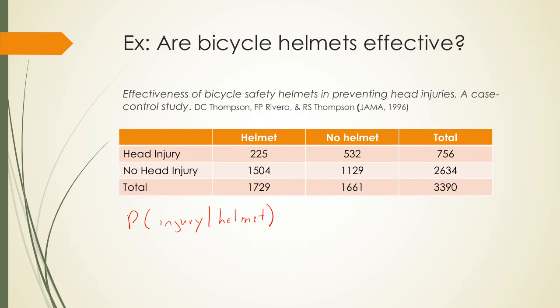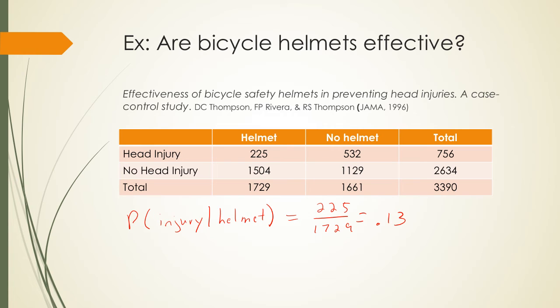A total of 1,729 individuals were wearing a helmet, and of those, 225 suffered a head injury. So this gives us a probability of 225 over 1,729, which comes out to be 0.13. That is, a person wearing a helmet has a 13% chance of suffering a head injury.